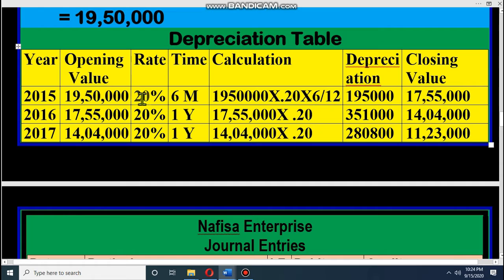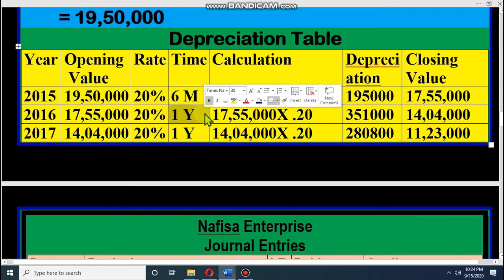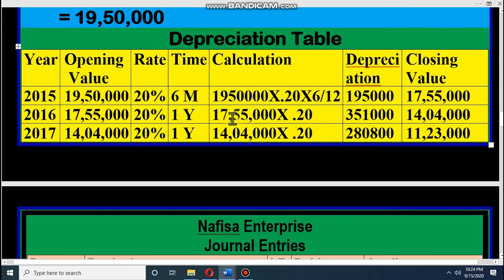What is closing value? Opening value minus current year depreciation. Then it is closing value. That means this is depreciable value for next year. So for 2016 it is 17 lakh 55,000 machine we have and rate of depreciation is 20%. Earlier we calculated, and this year we use this machine for the whole year. So here no 6 by 12: 17 lakh 55,000 into 20%, that means 3 lakh 51,000.